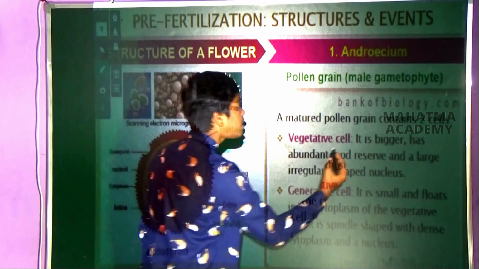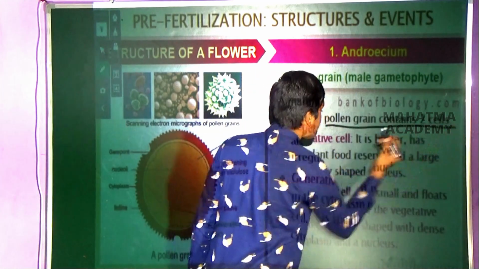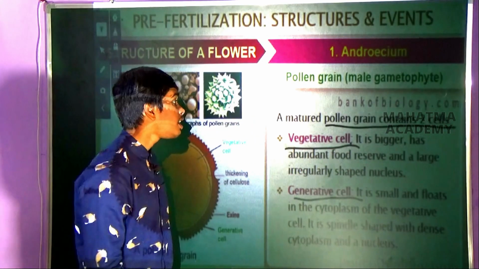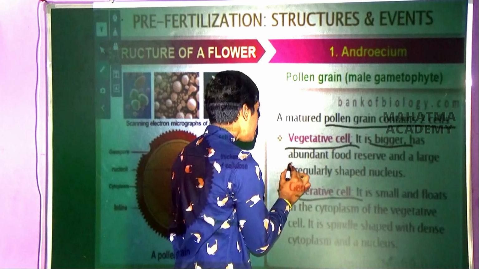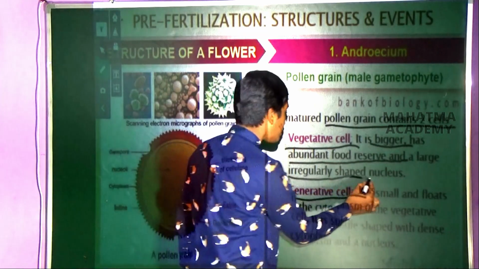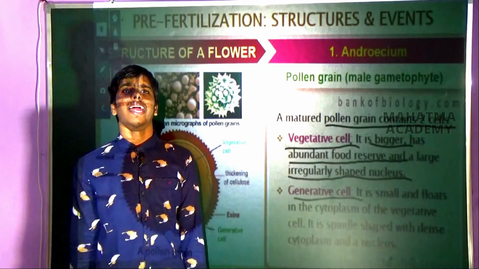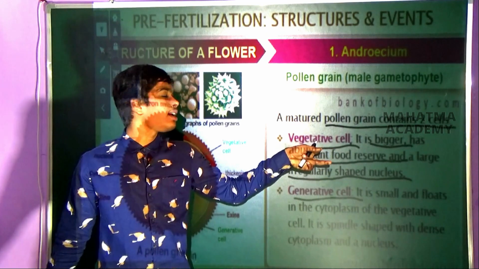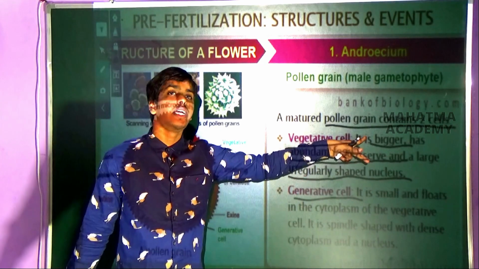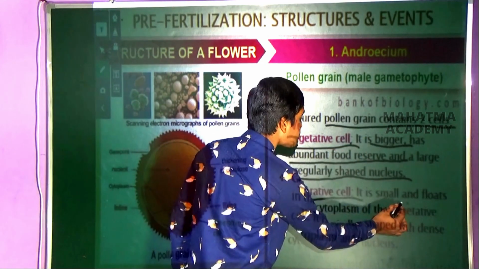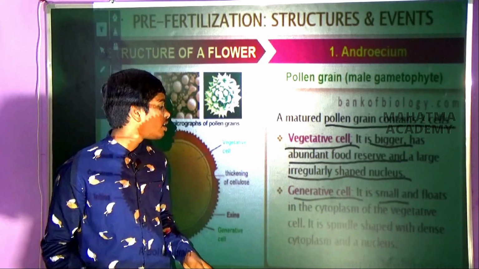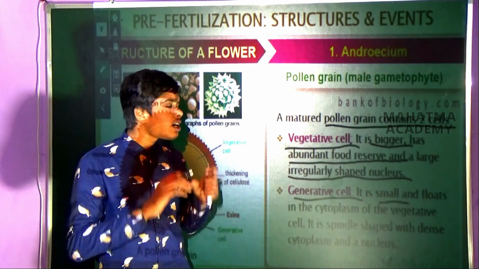So, a pollen grain has two cells. What are the types of the two cells? Vegetative cell and generative cell. The vegetative cell is bigger, with abundant food reserve and a large irregular shaped nucleus. The generative cell is smaller and does not have abundant food.